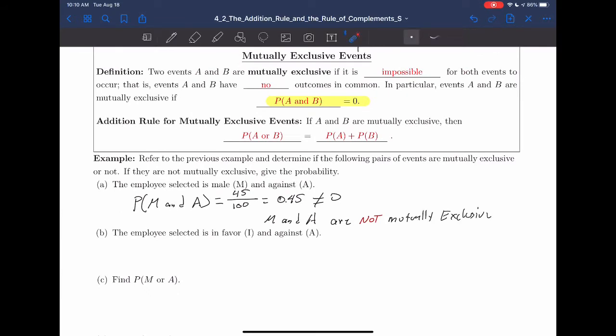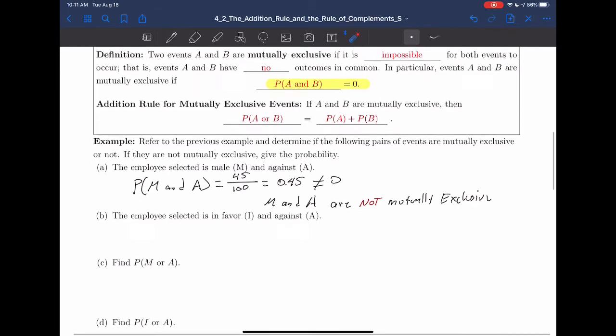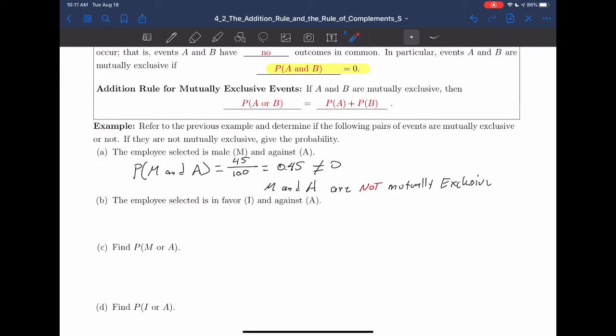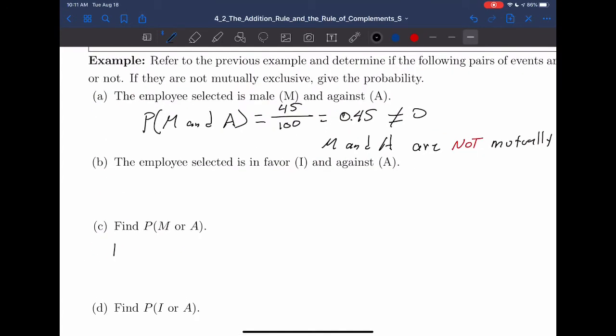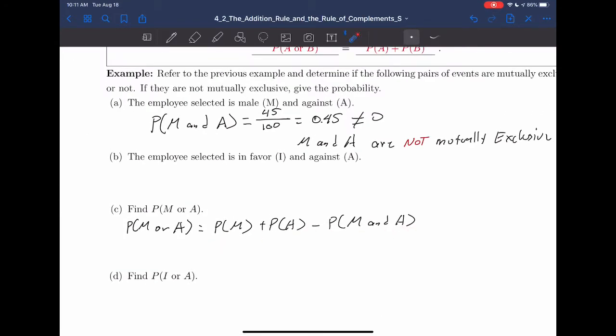Again, the reason is that when we calculate the probability of M and A, it gives us a value which is not 0. It has to be 0 to be mutually exclusive. Next, we want to see how this affects the general addition rule. To calculate the probability of M or A, using the general formula, this is just the probability of M plus the probability of A minus the probability of M and A. We already know these values, so all we have to do is plug in the numbers. Since the events M and A are not mutually exclusive, the probability of M and A has a value. So this will be 0.96.